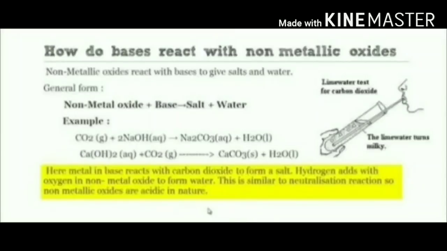Non-metal oxide plus base gives salt and water. The non-metallic oxide carbon dioxide reacting with a strong base sodium hydroxide to form sodium carbonate and water, and calcium hydroxide reacting with carbon dioxide to form calcium carbonate and water. Here metal in base reacts with carbon dioxide to form a salt. Hydrogen adds with oxygen in non-metal oxide to form water. This is similar to neutralization reaction.